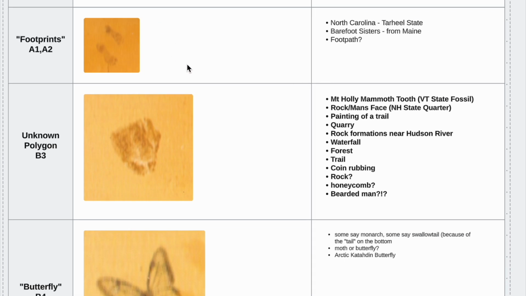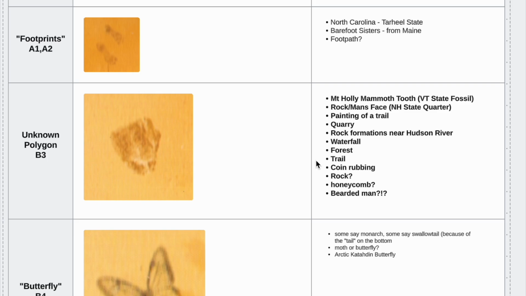All right, next up we've got the footprints. These are in the top left corner of the map. There's also like a V shape next to it. Not sure what that's about. Many have said this is for, because it's right next to Car North, that this is for North Carolina, the Tar Heel State. I remember there being specific tales of the Barefoot Sisters on the Appalachian Trail, and they are from Maine. They were a pair of sisters who hiked the Appalachian Trail through hike completely barefoot.